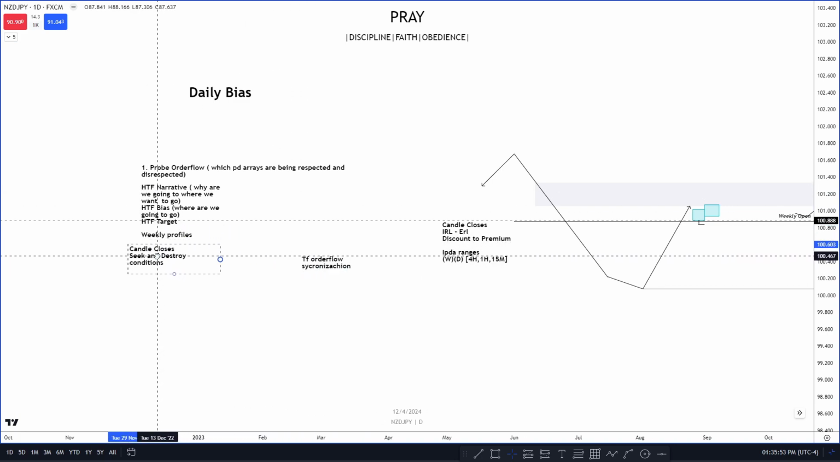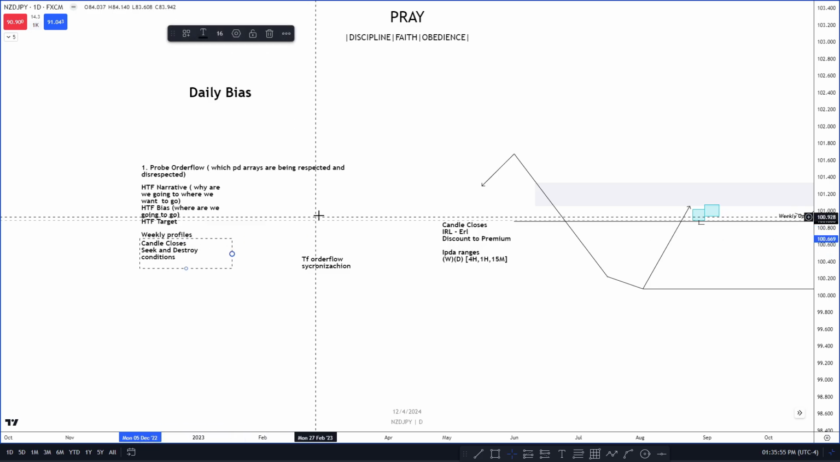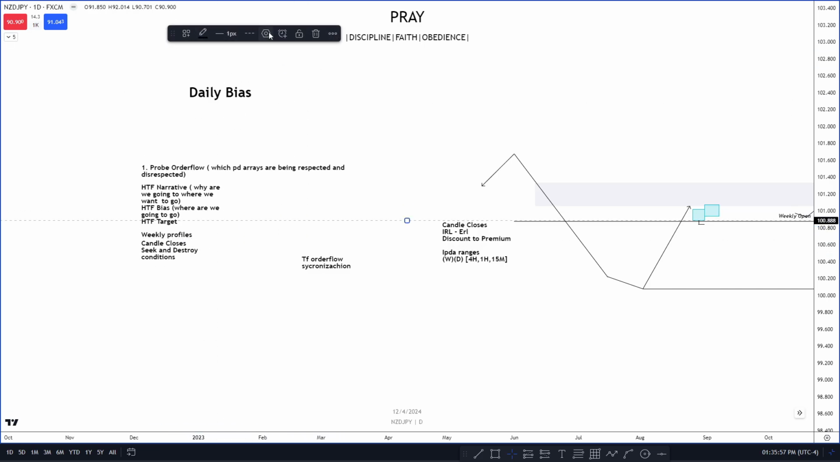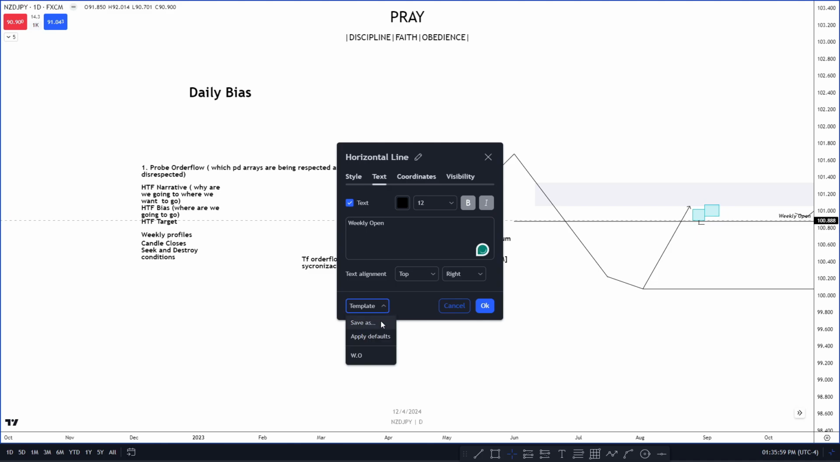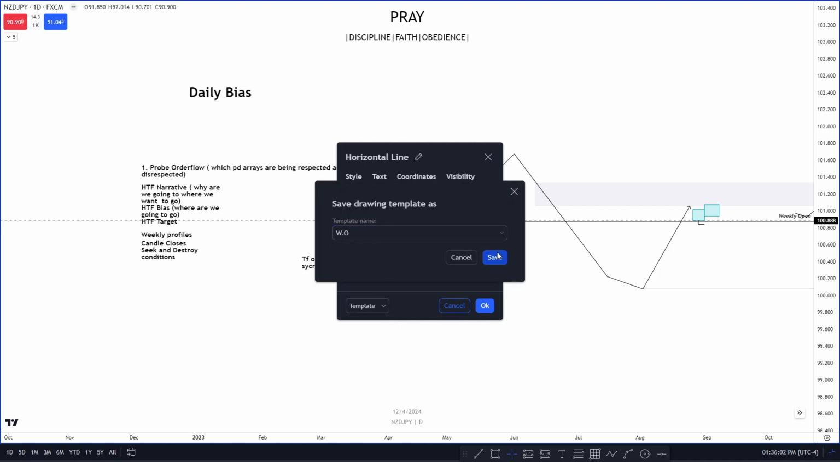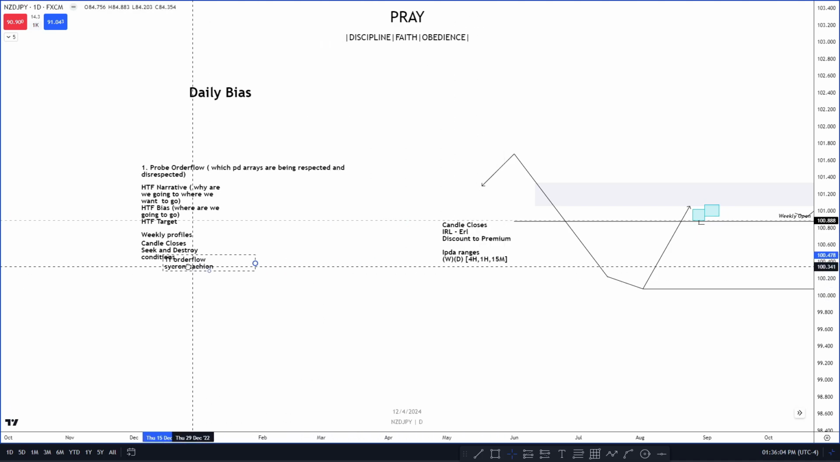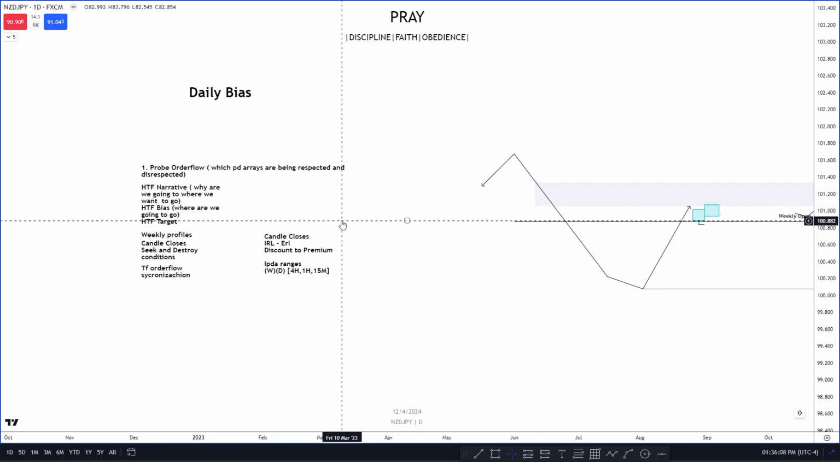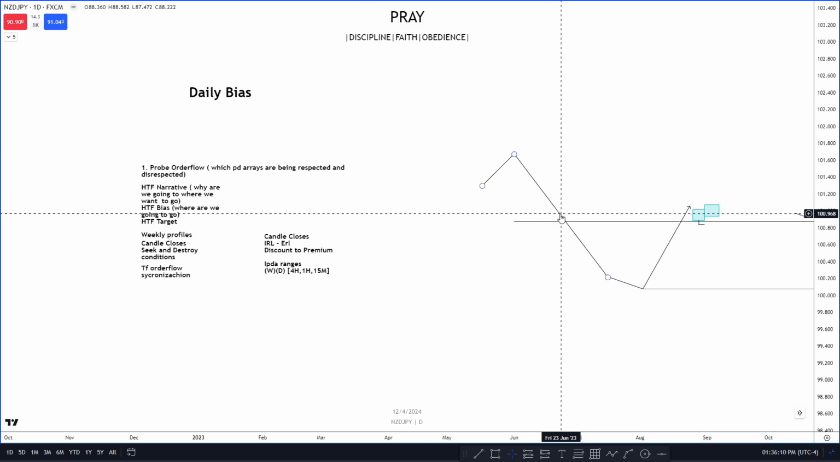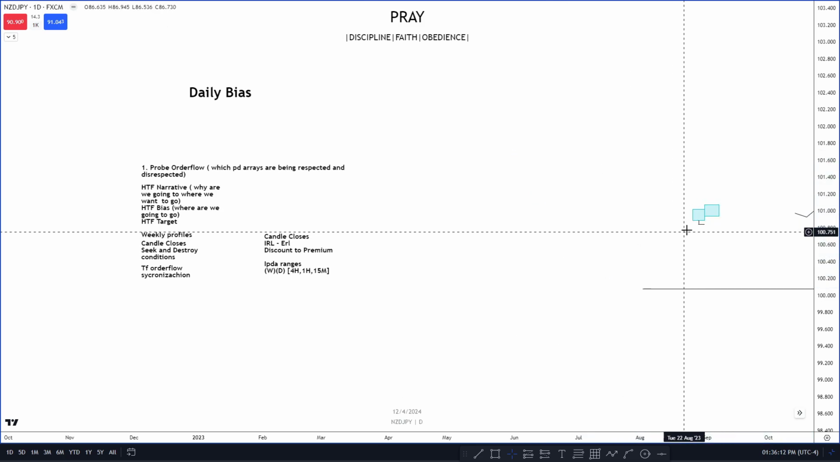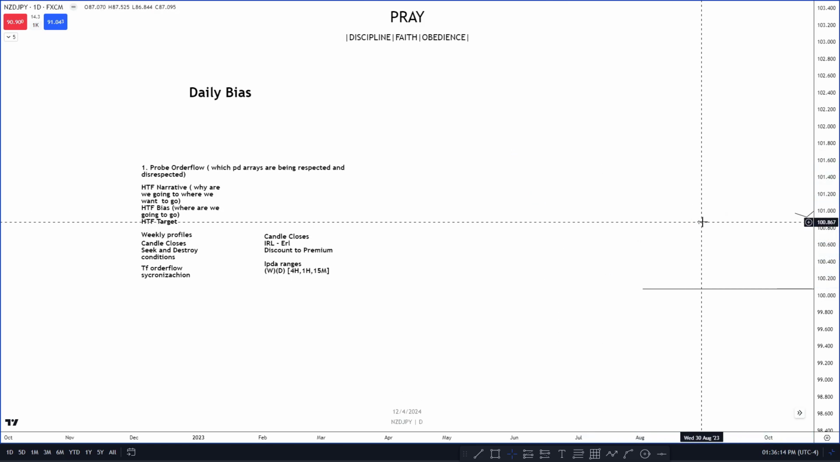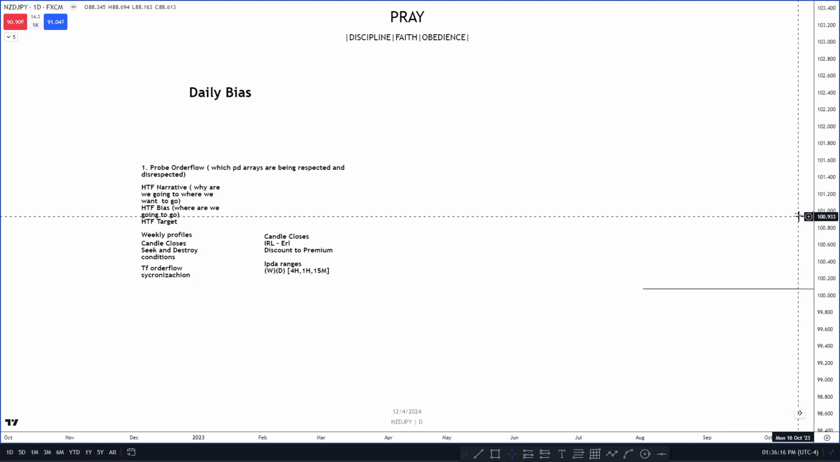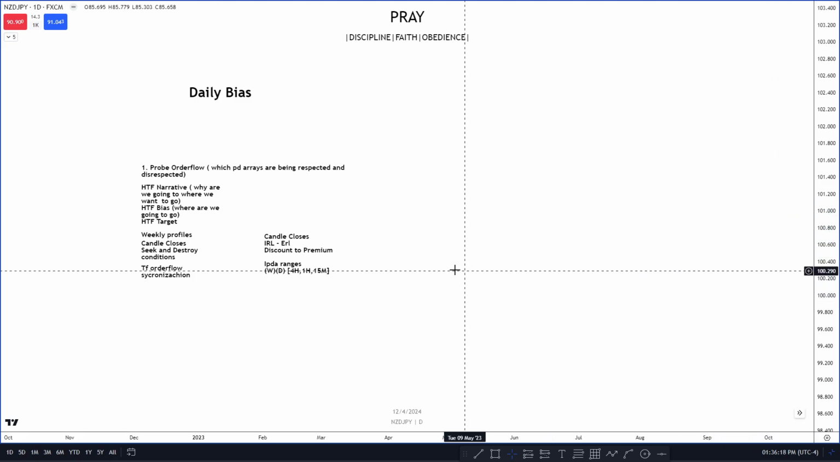Once you focus on these type of things, you're able to know where price is going to go. So take a screenshot, backtest this in your charts, go and try and find it.